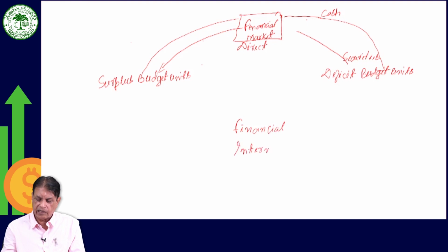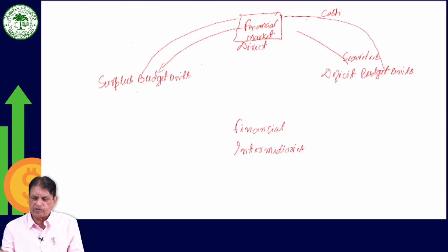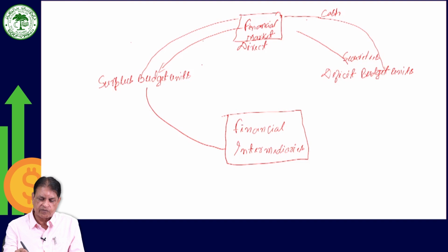We call them financial intermediaries. These financial intermediaries are financial middlemen. They stand between the surplus budget unit and deficit budget unit. What do these financial intermediaries do? They issue their own securities.